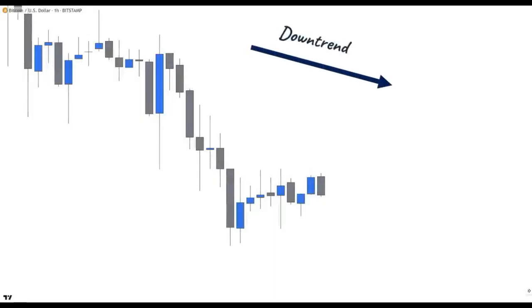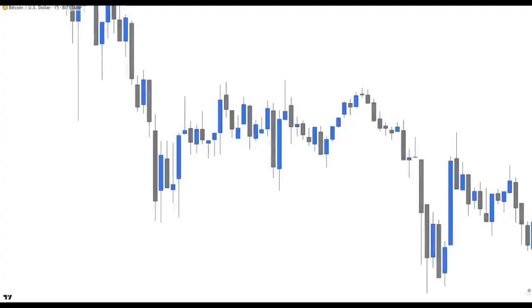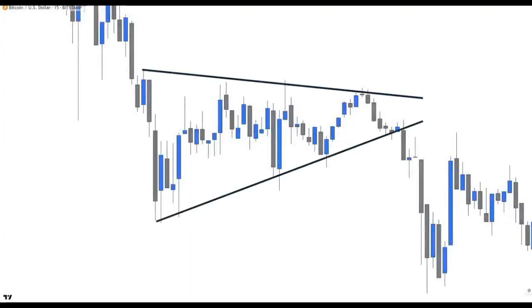Here on the Bitcoin 1-hour chart, we have an obvious downtrend. We have a period of consolidation, and we are looking to enter a short position. Now let's zoom into lower time frames to observe more details about the price action. Here on the 15 minute chart, we see that a rising wedge pattern has formed, and breaking this pattern to the downside signals a possible bearish continuation.